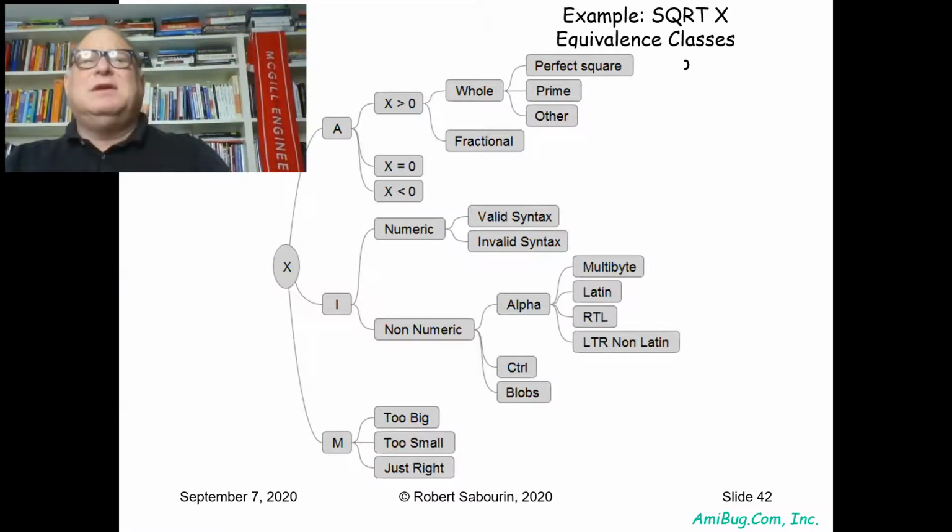So in this case, for the square root, we identify 1, 2, 3, 4, 5, 6. We identify 6 different classes. The class x equals 0 is of course the identity class, and less than 0 is some sort of error condition.